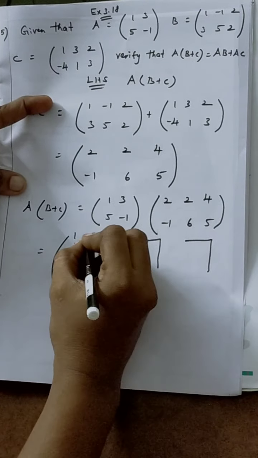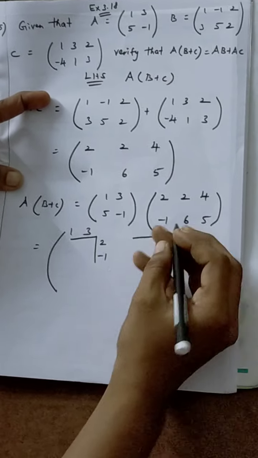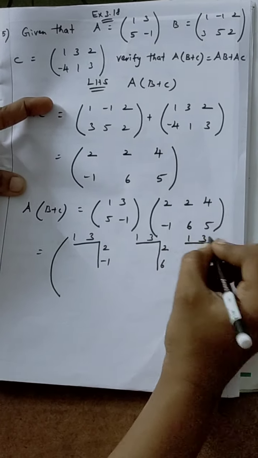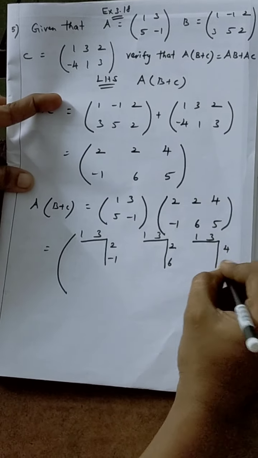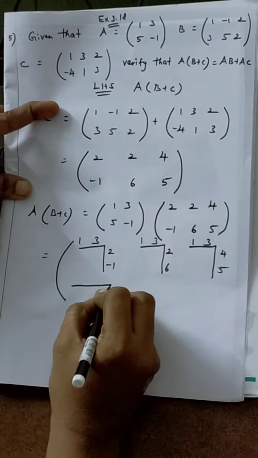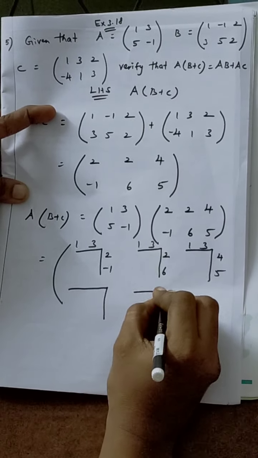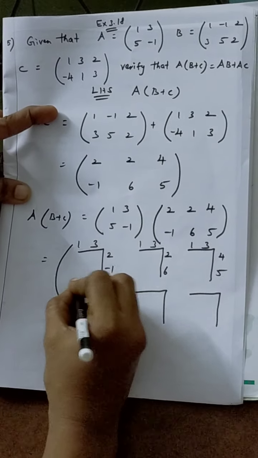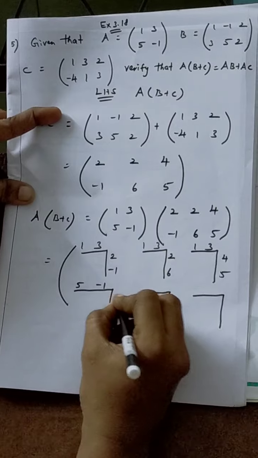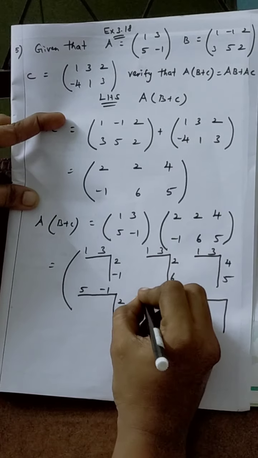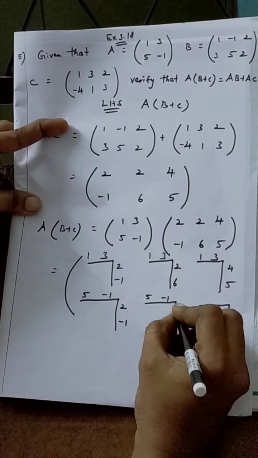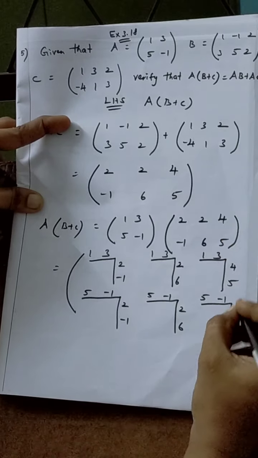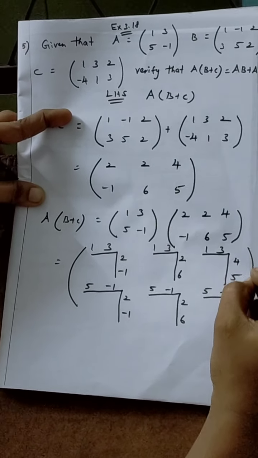So write down the elements. First row: 1, 3, 2, minus 1; first row 1, 3, second column element 2, 6; first row 1, 3, third column 4, 5. Next, continue with the second row: first column, second column, third column. Second row 5, minus 1, first column 2, minus 1; second row 5, minus 1, second column 2, 6; second row 5, minus 1, third column elements 4, 5, and then close the bracket.